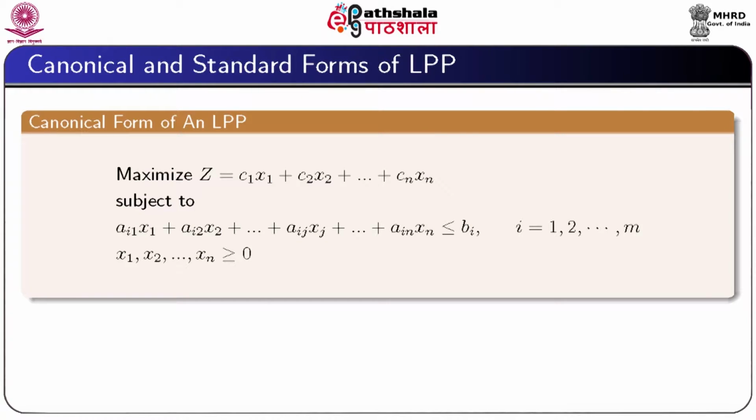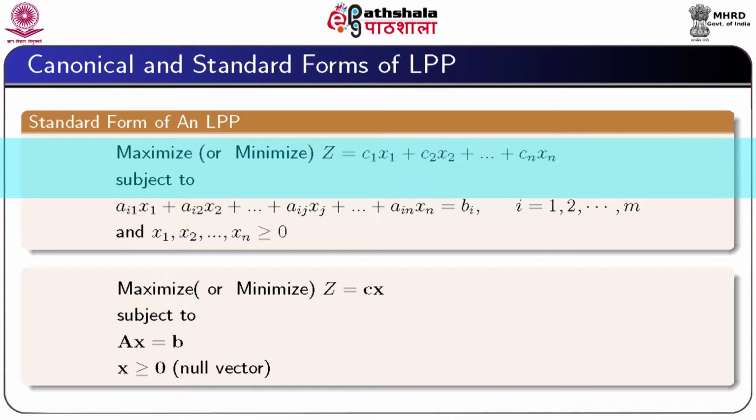Before I explain simplex method, let me explain what we mean by canonical form of an LPP. An LPP is said to be in canonical form if it satisfies three characteristics. First, it should be of maximization type, and second, all constraints should be of less than or equal to type, and of course the decision variables should be non-negative.